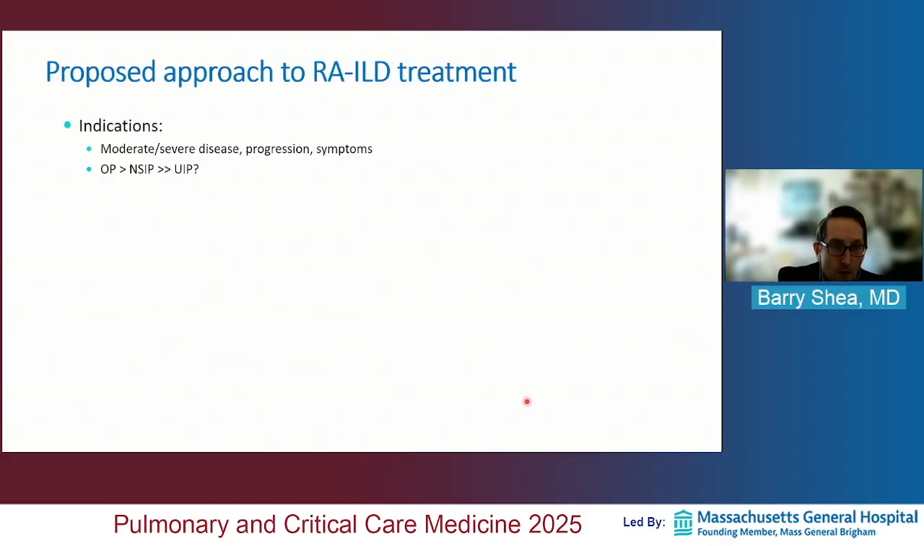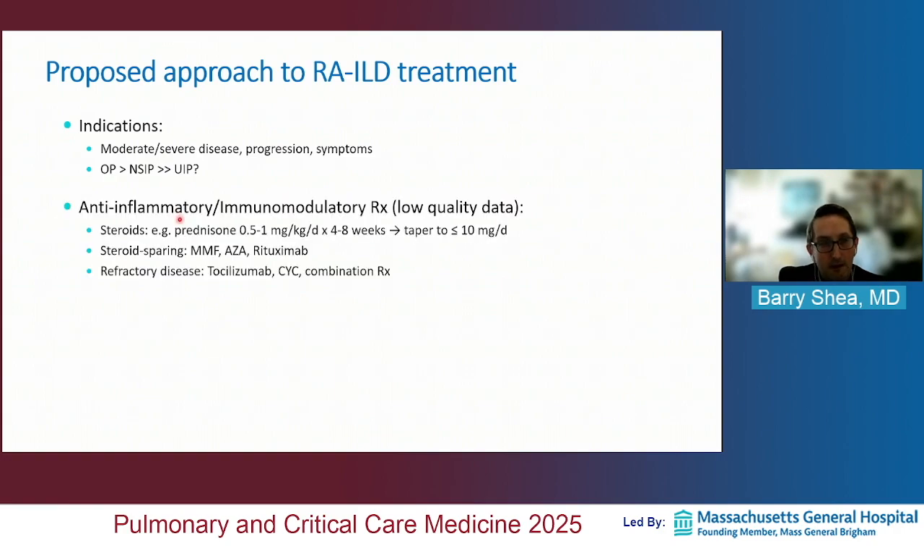So what sort of overall approach can we take to RA-ILD treatment? As you'll see at the end, there are some guidelines now that we can use to help us make these decisions. For the most part, patients with mild disease who are asymptomatic and stable probably don't need to be treated. However, those who have more severe disease, have clear progression, or are symptomatic, probably warrant treatment. There's this idea that perhaps patients with more inflammatory types, organizing pneumonia or NSIP, may be more responsive to treatment, and maybe we should be more inclined to use immunosuppression in those patient populations.